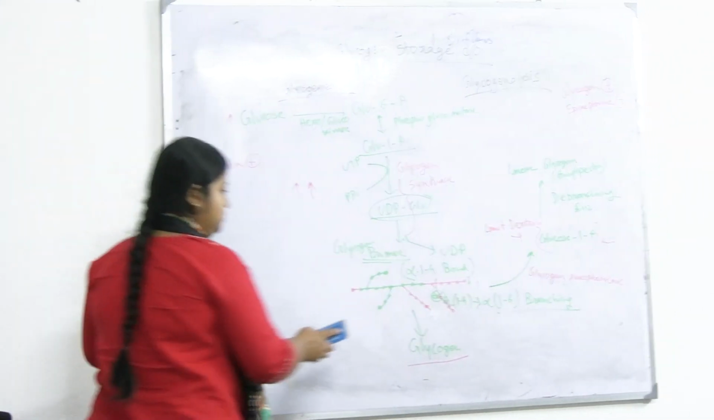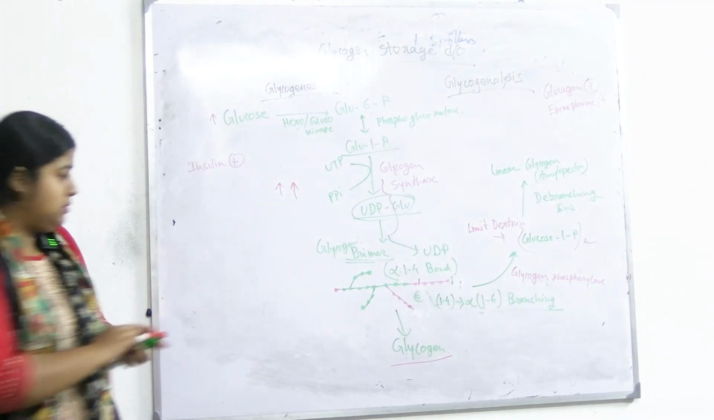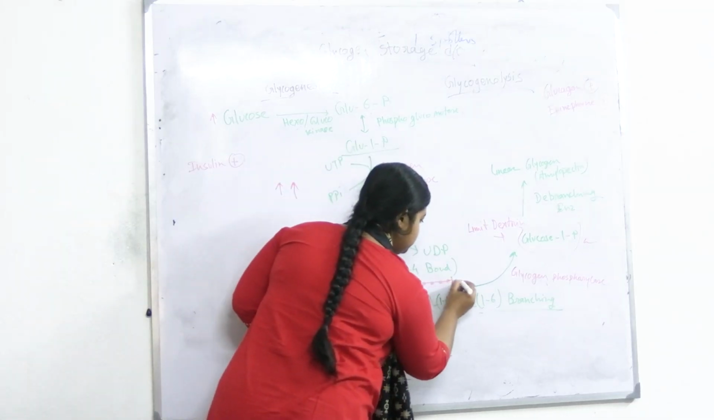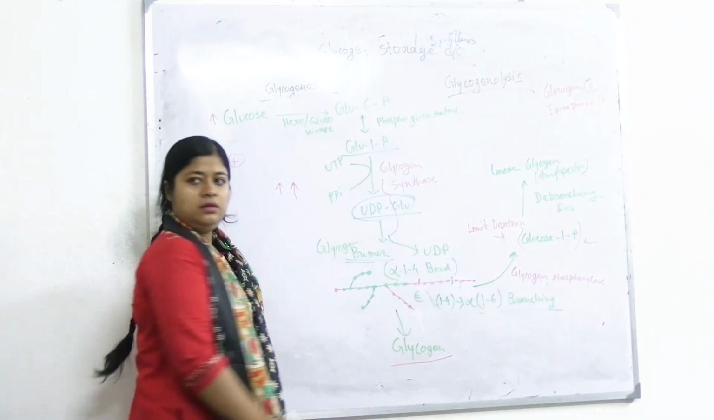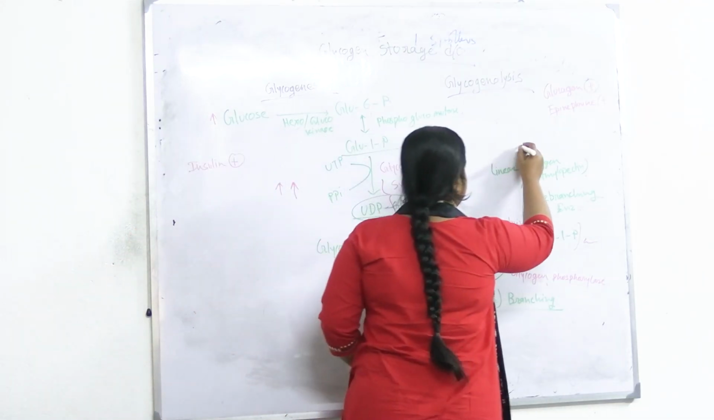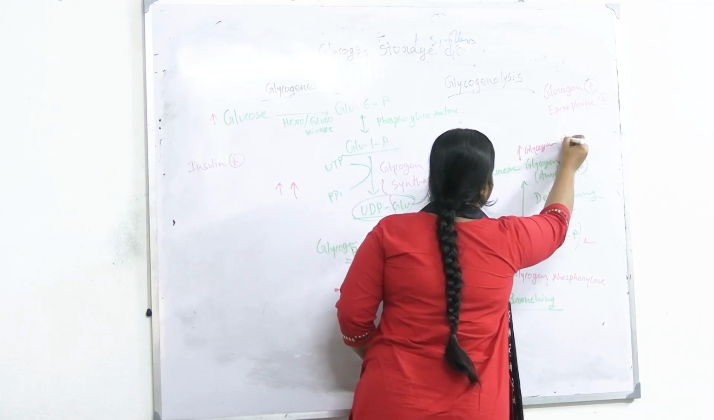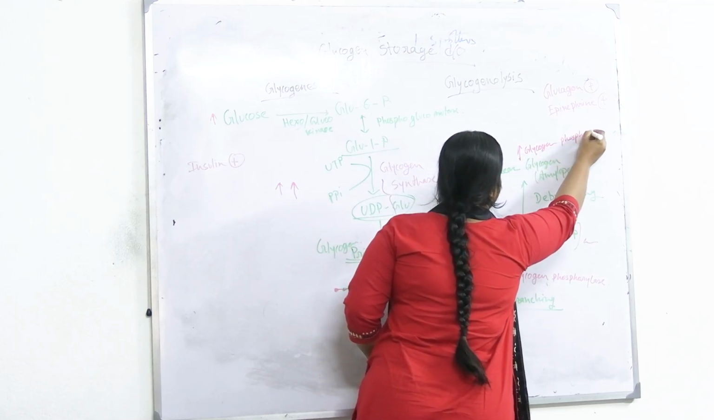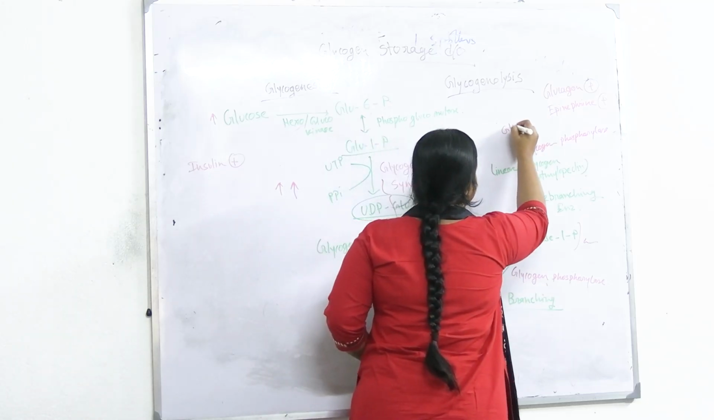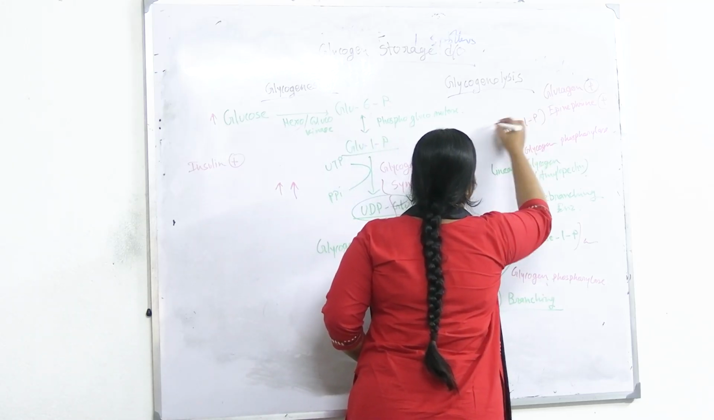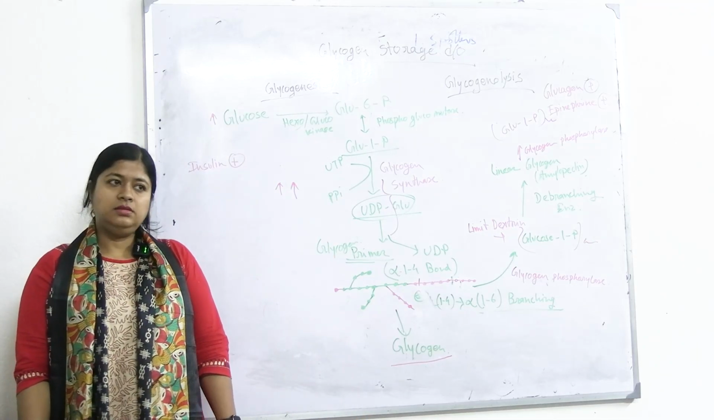This branch will be released and attached here, right? Clear? Again, the enzyme glycogen phosphorylase acts in removal of glucose 1-phosphate to the power n. Okay, clear?